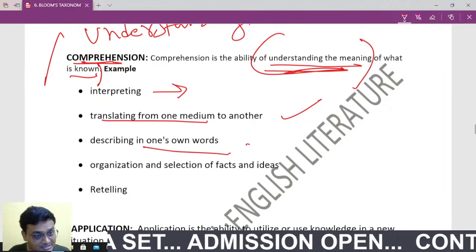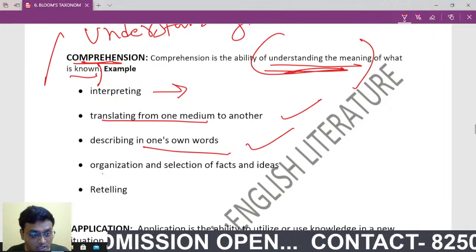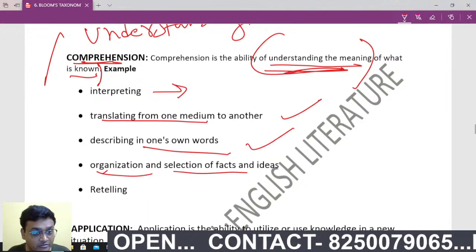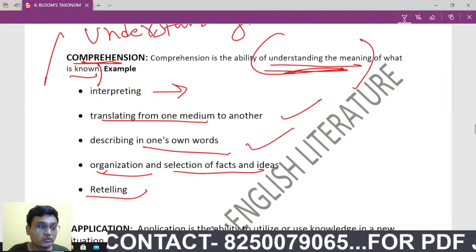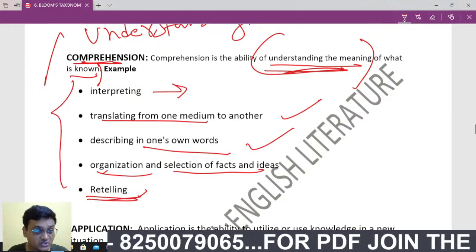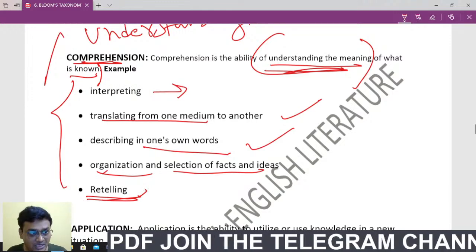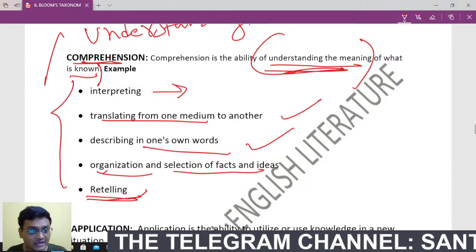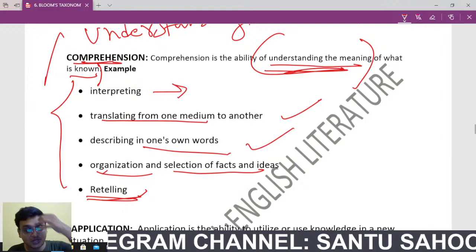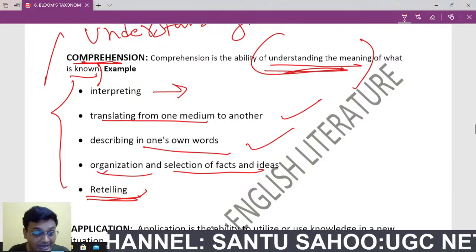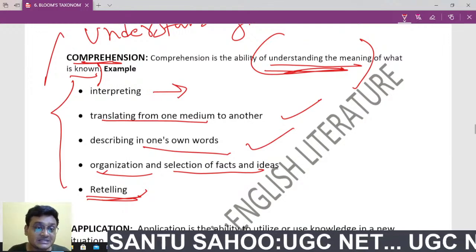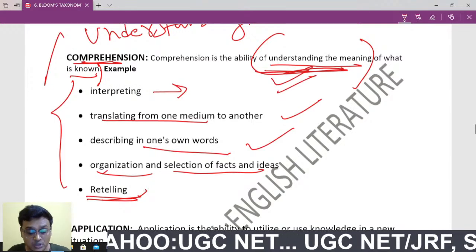Describing in own words, that is again explanations, as well as organization, selection of facts and ideas, and retelling. So when you have understood, then you can also retell. So comprehension means interpreting, translating from one medium to another, describing in one's own words, and organizing and selection of facts and ideas, and retelling. So comprehension is the ability of understanding.